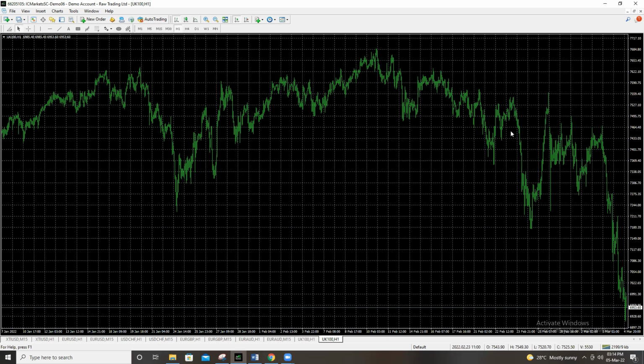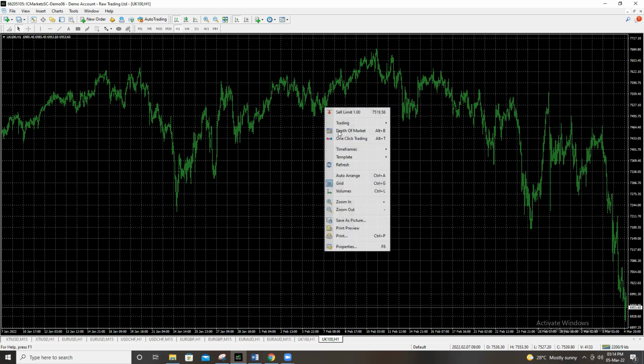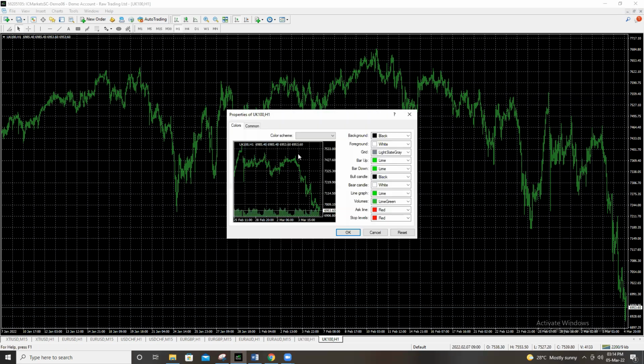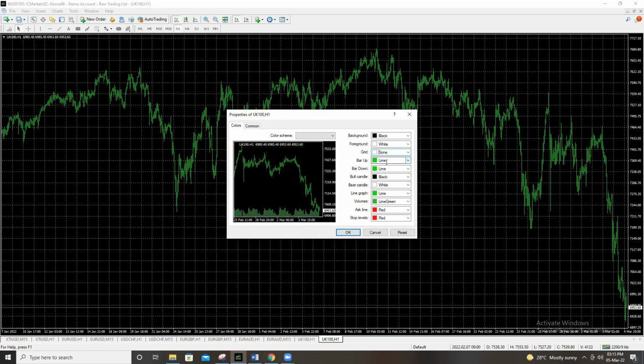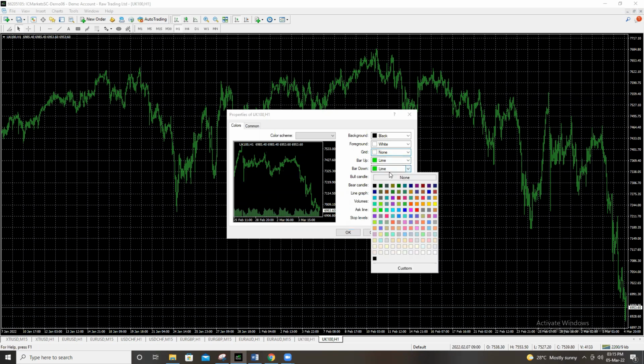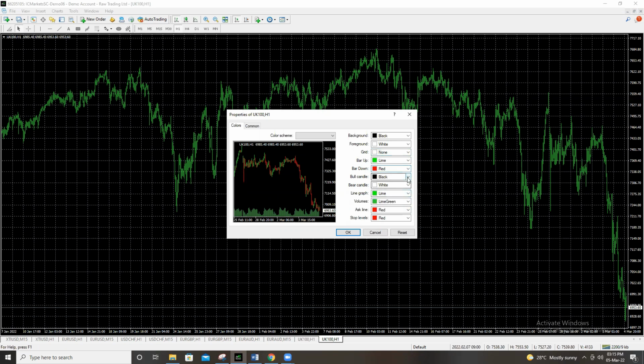So when it's all naked and it's all green, first, of course, we're going to change our colors. So do away with the grid, set it as none. Bar up means buying. We can leave it as lime or give it a green color of choice. Bar down means selling, change it to red. Bull candle, same color as bar up. Bear candle, same color as bar down. Click OK. And there we have an awesome chart.